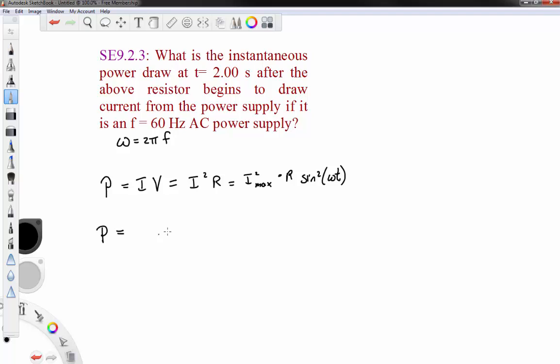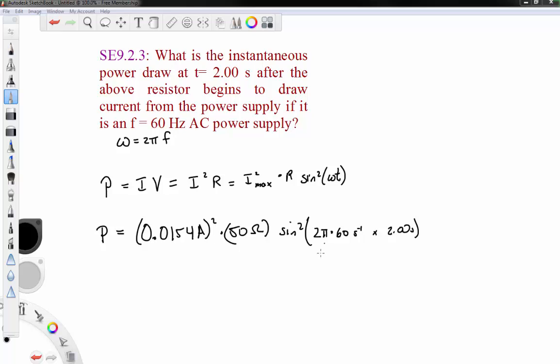So the instantaneous power here looks like, since we had 15.4 milliamps for the maximum current, we'd have 0.0154 amps squared times 50 ohms times the sine squared of, so omega is 2 pi f, so we'd have 2 times pi times 60 inverse seconds times the time, which is 2.00 seconds. So we've got a few things to calculate here.